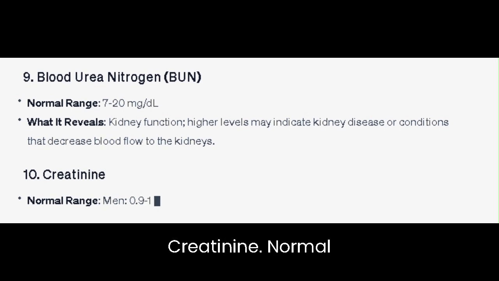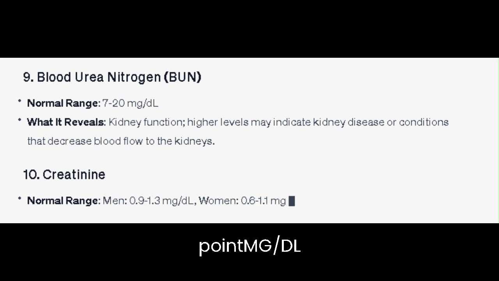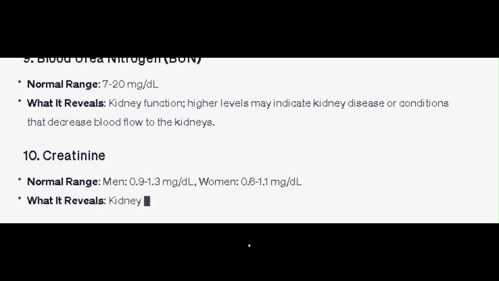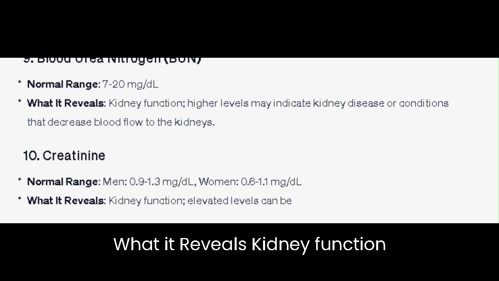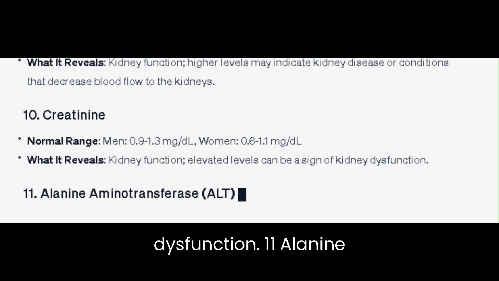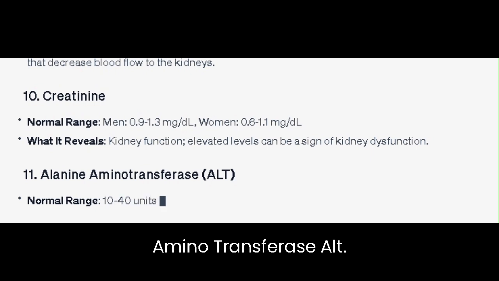10. Creatinine. Normal range, men, 0.9 to 1.3 mg/dL, women, 0.6 to 1.1 mg/dL. What it reveals: kidney function. Elevated levels can be a sign of kidney dysfunction. 11. Alanine aminotransferase, ALT.